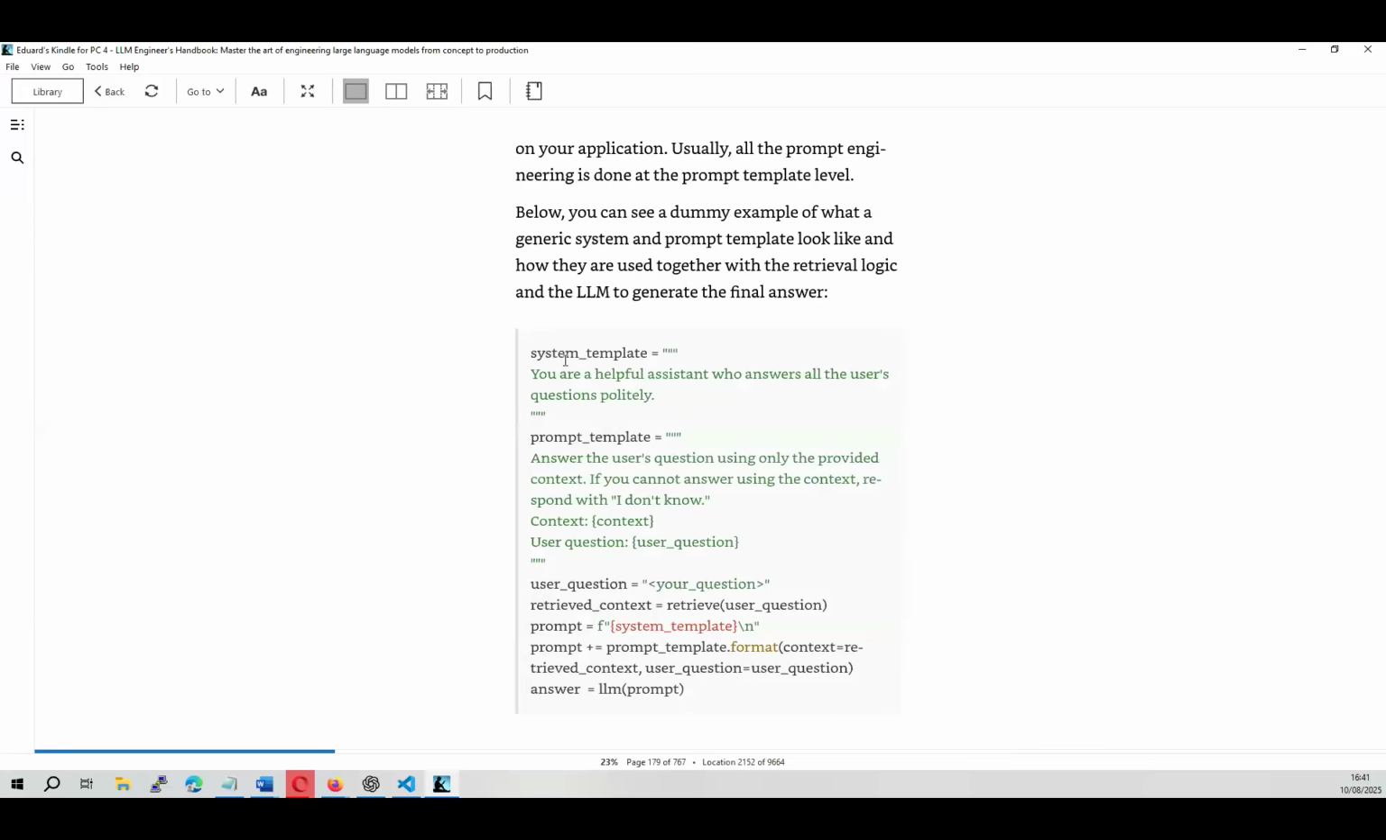Of course, we can apply various templates at this stage. We can provide a system template. We can provide a prompt template to further, let's say, shape the answer. But from my point of view, it's a cosmetic, or almost cosmetic, aspect which is done at this stage.